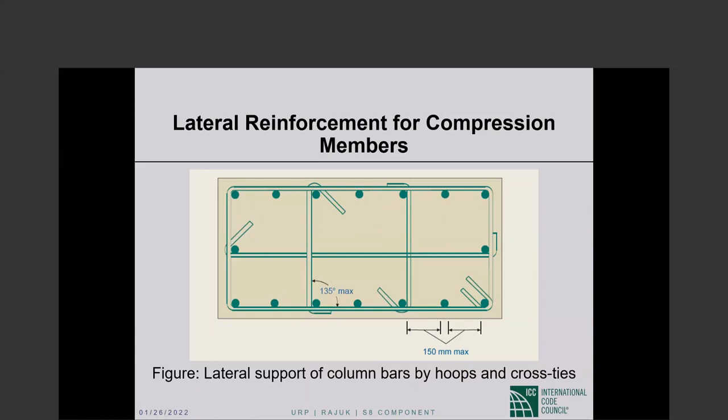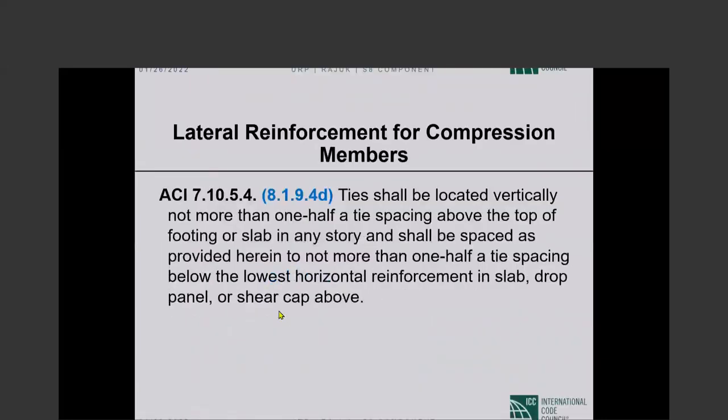Yeah, this is non-seismic. So 135-degree hook at one end and 90-degree hook at the other end. And those would be alternated. If 135 is on this face, on this cross tie, 135 will have to be on the other face, on the other cross tie. Okay. And then the maximum clear spacing between a supported bar and an unsupported bar is 6 inches, 150 millimeters. So if this gap is more than 6 inches, then you would need another cross tie.